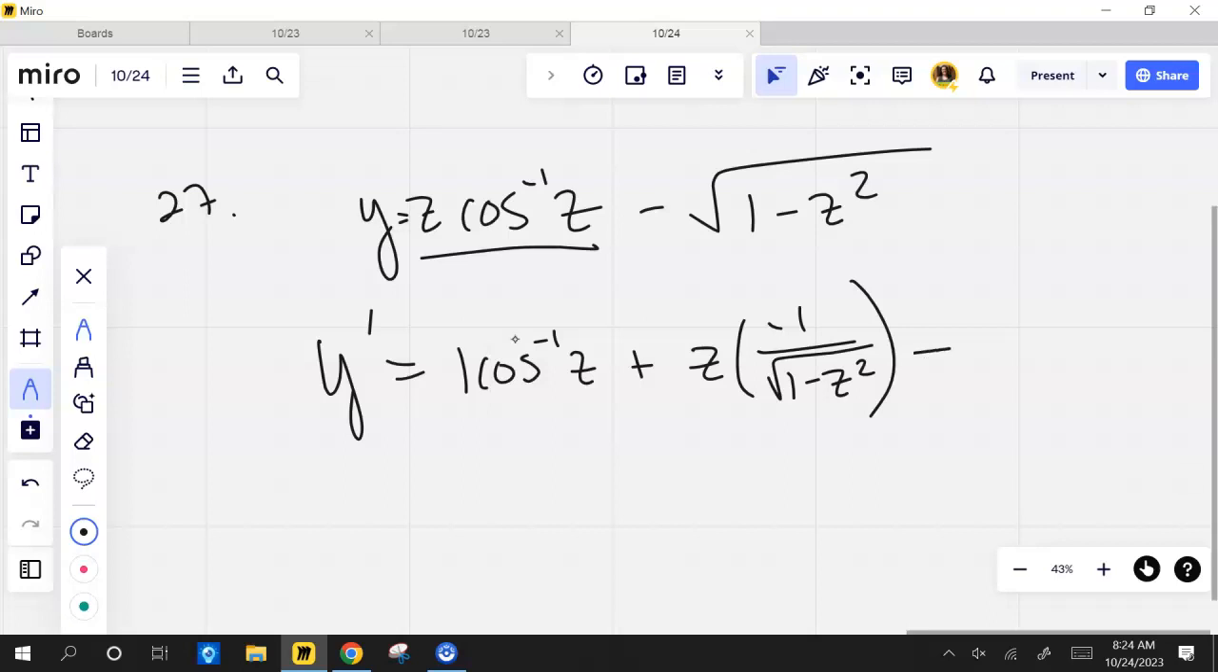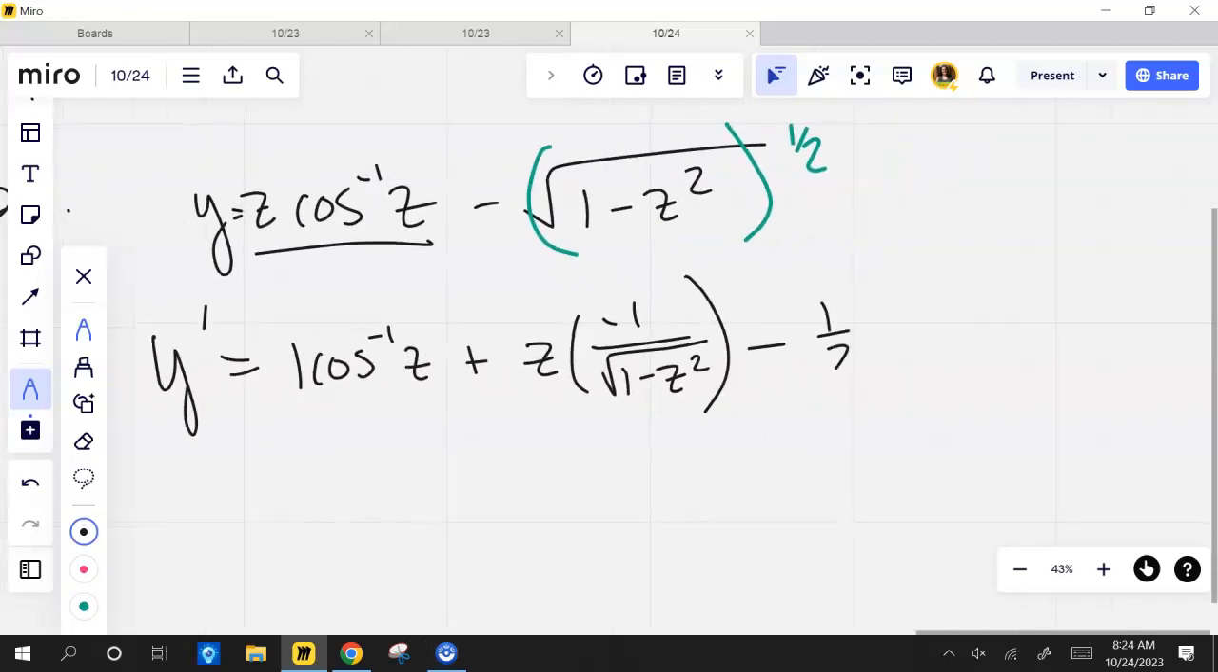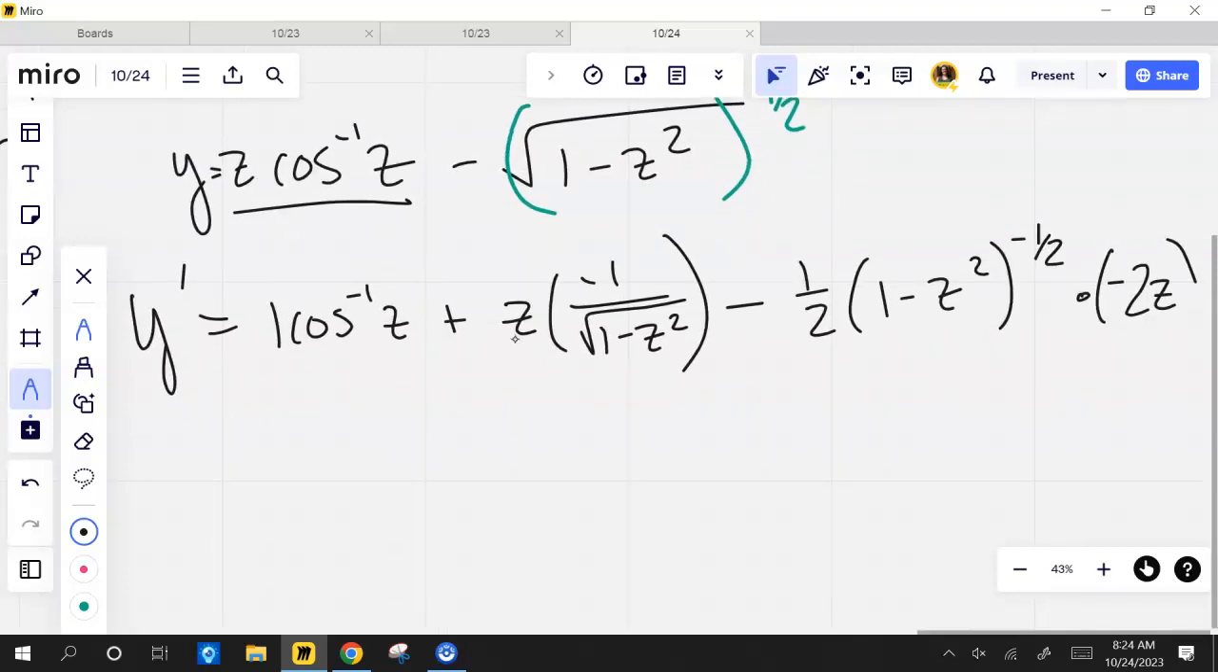Minus, and again, you already know what I'm going to do here. I'm going to change that to 1/2 exponent. So I get 1/2 times 1 minus z squared to the negative 1/2, and then I have to chain it, so it needs a negative 2z. And now I can just kind of clean everything up. I get the inverse cosine of z minus z over square root of 1 minus z squared.